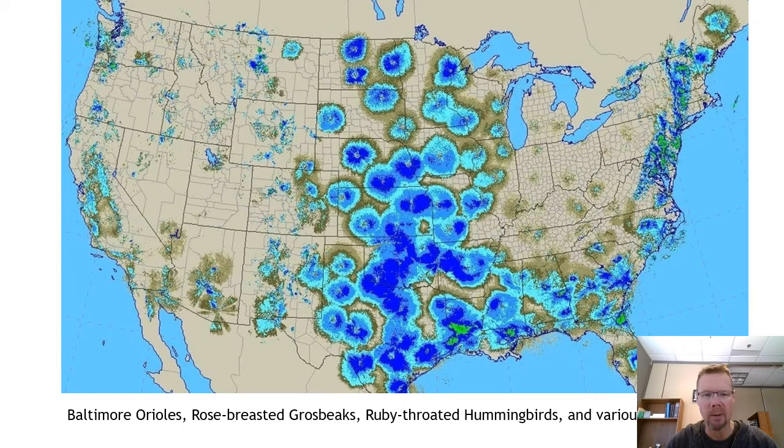So what you see there are probably some Baltimore Orioles, some of these radar patterns, rose-breasted grosbeaks, hummingbirds, certainly waterfowl like ducks and geese.